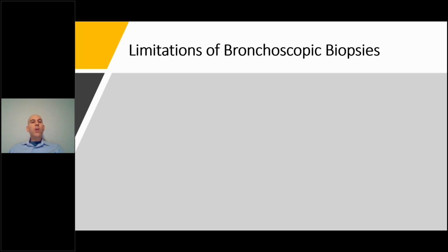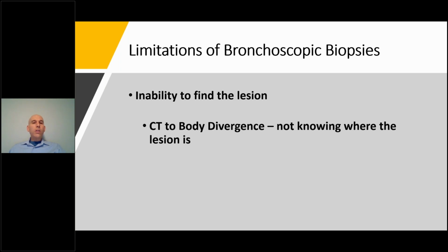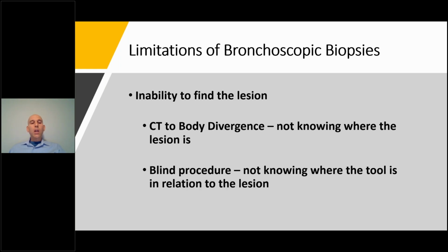In terms of one of the biggest limitations of bronchoscopic biopsies, it's really our inability to find the lesion. And there's two things that kind of impact that. One is the concept of CT to body divergence, which we're going to explore more on the following slides. Just the idea that we don't really know where the lesion is in real time in the person compared to where the lesion is supposed to be located based on the CT scan. The other big challenge is, of course, it's a blind procedure. We don't really know what our biopsy tool is doing or how it's interacting with the lesion inside the person in real time.